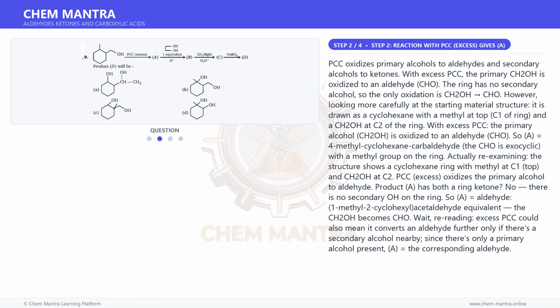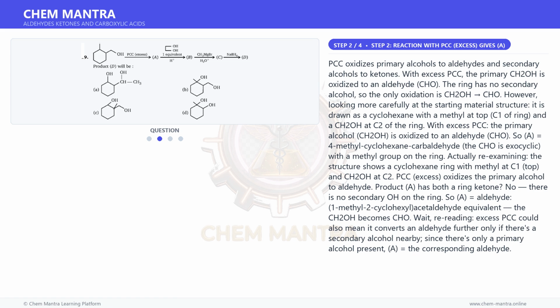However, looking more carefully at the starting material structure, it is drawn as a cyclohexane with a methyl at the top, C1 of the ring, and a CH2OH at C2 of the ring. With excess PCC, the primary alcohol, CH2OH, is oxidized to an aldehyde, CHO. So, A is 4-methylcyclohexane carbaldehyde, the CHO is exocyclic, with a methyl group on the ring.